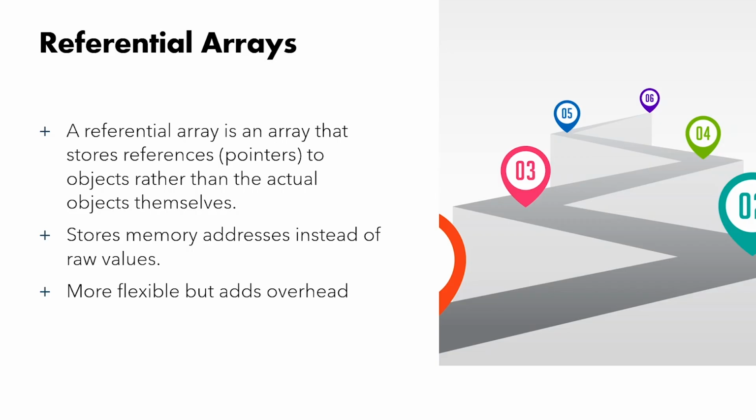The key thing to remember about referential arrays is that they still have a fixed type, but instead of holding the data itself, they hold references to the data. Let's say we want to represent patient details using arrays. Normally, each patient has a record containing details like name, age, and medical history.